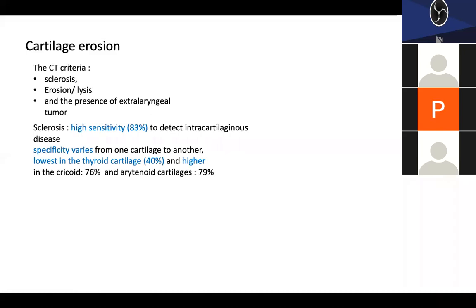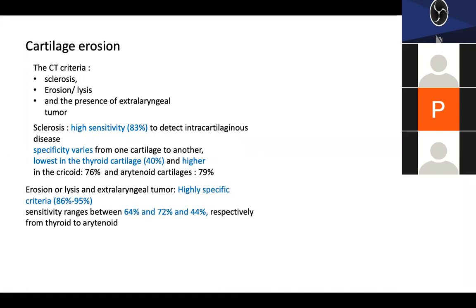Now coming to sclerosis. Sclerosis has a high sensitivity for intracartilaginous disease, but you can easily understand that it is not very specific, because inhomogeneous ossification can also appear as sclerosis, especially for thyroid cartilage, for which it has the lowest specificity. But for cricoid and arytenoid cartilages, this feature performs fairly well. Erosion or lysis or extralaryngeal tumor is a highly specific criterion.